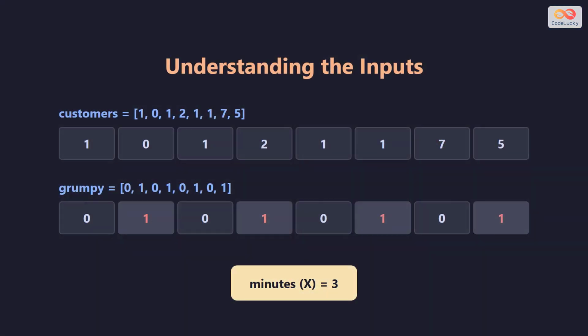Let us look at the data. We have an array called customers, representing the count of people arriving each minute. We have a second array called grumpy, where 0 means happy and 1 means grumpy. Finally, we have an integer x, representing a special duration of minutes.